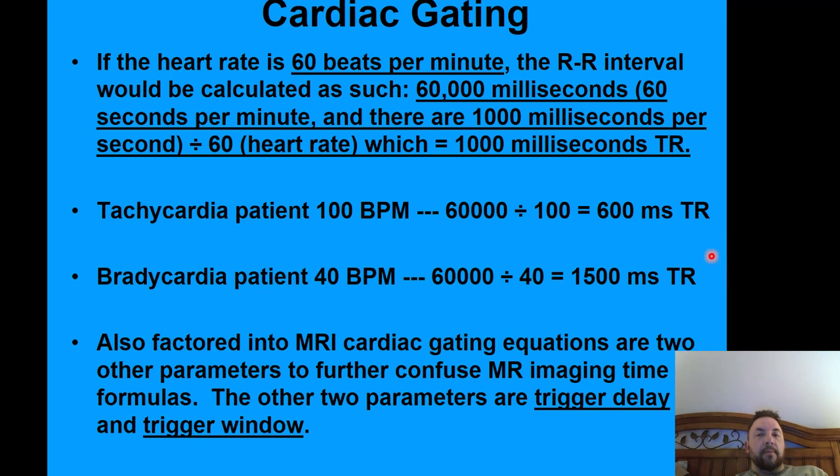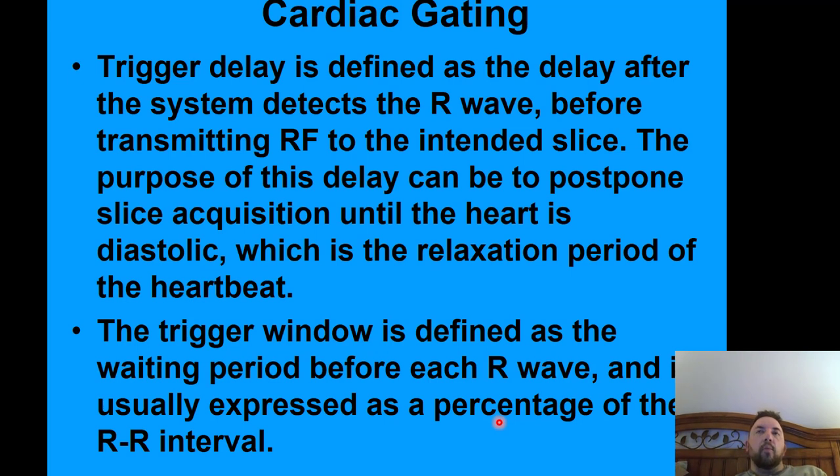So with that TR, now what are we doing with it? We're adding on a trigger delay and a trigger window. Why do we do that? We want to wait the appropriate time frame for it to get out of those heartbeats. So we wait a period and then we create a window so we narrow down that period of imaging. So we're detecting the R wave before transmitting RF as the trigger delay. Trigger window is basically the waiting period before each R wave.